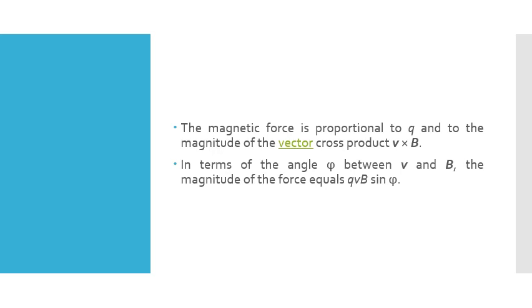The magnetic force is proportional to q and to the magnitude of the cross product of v cross B. In terms of angle, if suppose there is an angle phi between v and B, the magnitude of the force is equal to qvB sin phi. It's a mathematical expression. We know this: A cross B is equal to AB sin theta. So by using it, you can calculate.